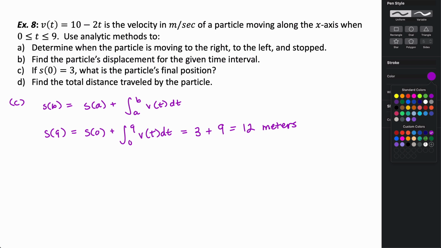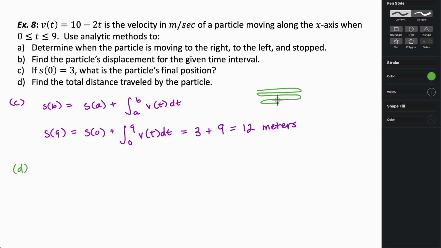And part D. The last piece here is talking about total distance. If our particle is moving like this, the distance from where it started, that's our displacement. It's not that far away from where we started, but notice it moved a lot further than all of that. So we can find our total distance. The way you find total distance is that total distance is equal to the integral from a to b of the absolute value of your velocity function.